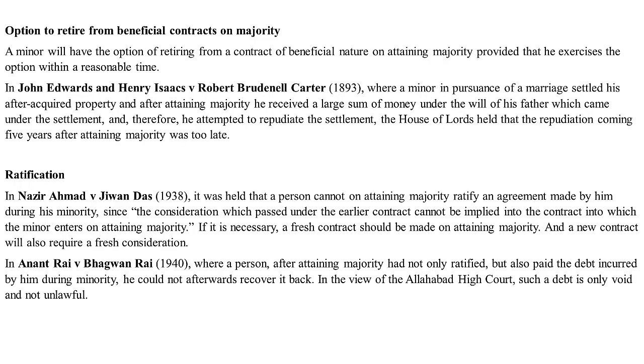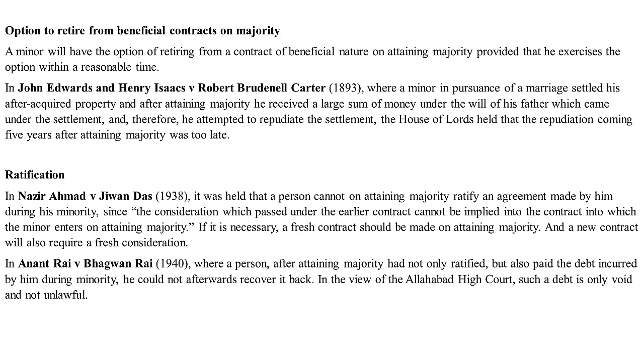Coming to the option to retire from beneficial contracts on majority, a minor will have the option of retiring from a contract of beneficial nature on attaining majority, provided that he exercises the option within a reasonable time. There have been a lot of case laws on the same topic, and in John Edwards and Henry Isaacs versus Robert Broodnell Cartel, a minor in pursuance of a marriage settled his after-acquired property, and after attaining majority he received a large sum of money under the will of his father, which came under the settlement, and therefore he attempted to repudiate the settlement. Here the House of Lords held that the repudiation coming 5 years after majority was too late.